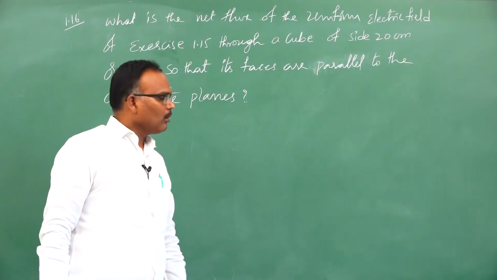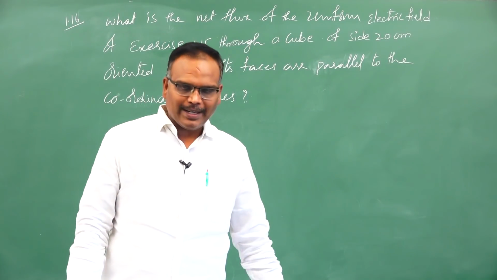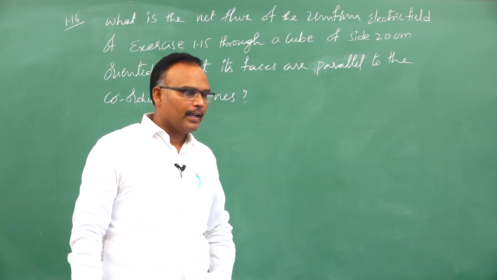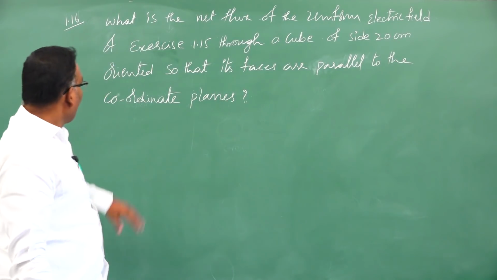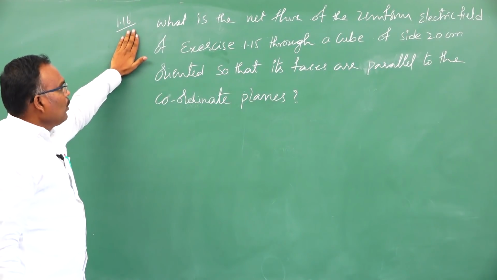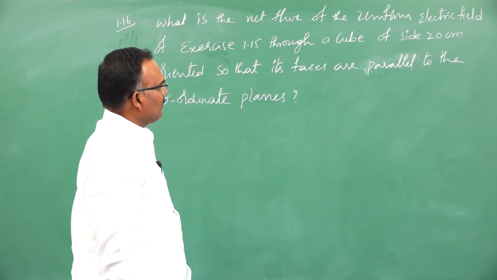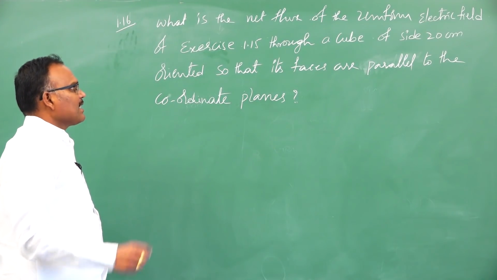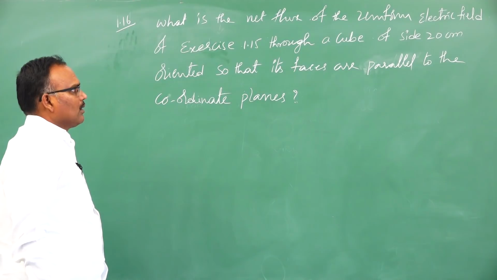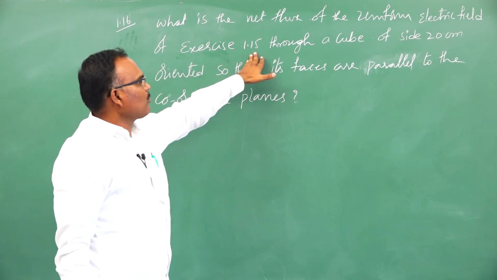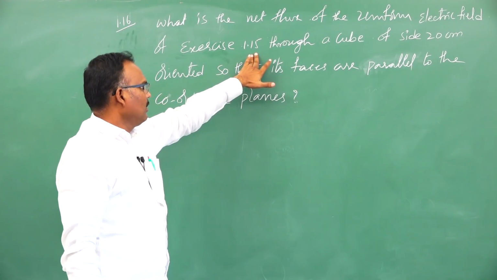Okay. Now we will solve numericals on Gauss's law. First one, exercise 1.16. What is the net flux of the uniform electric field of exercise 1.15 through a cube? That means we have to take some data from exercise 1.15 problem.